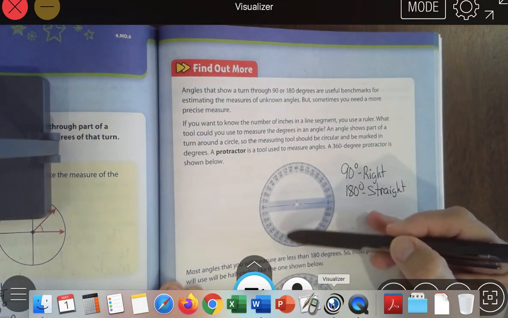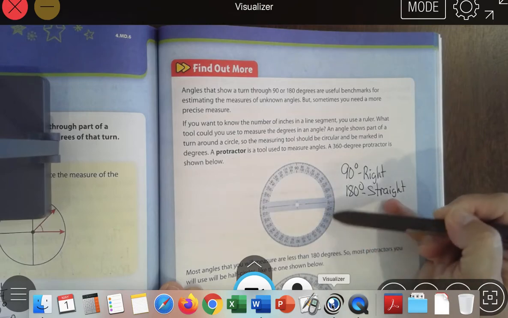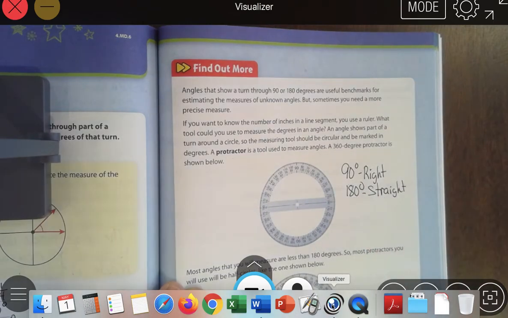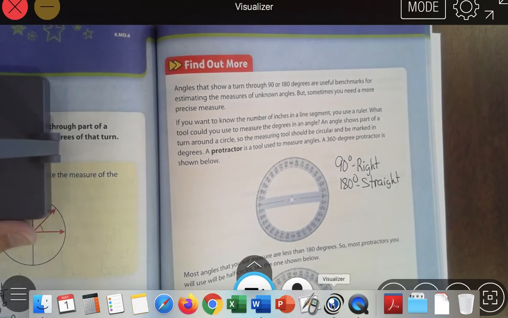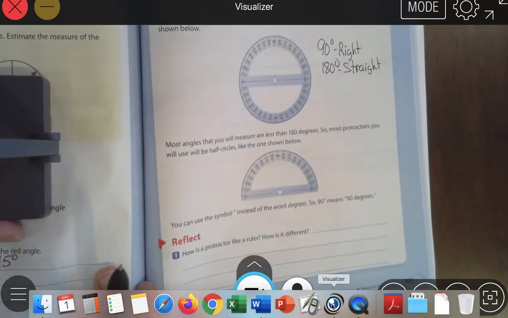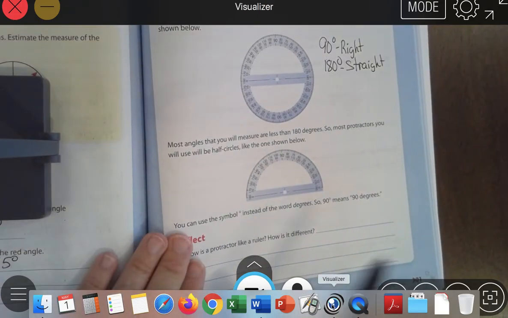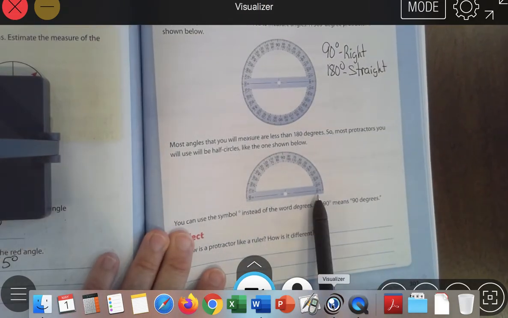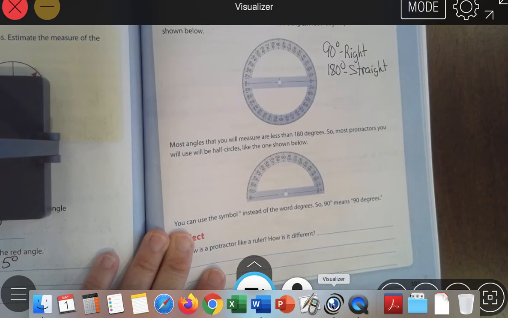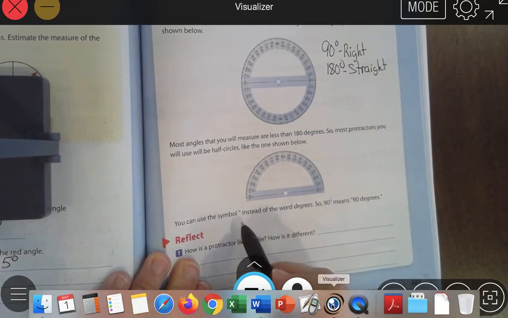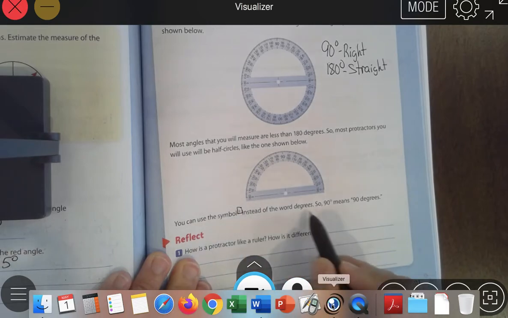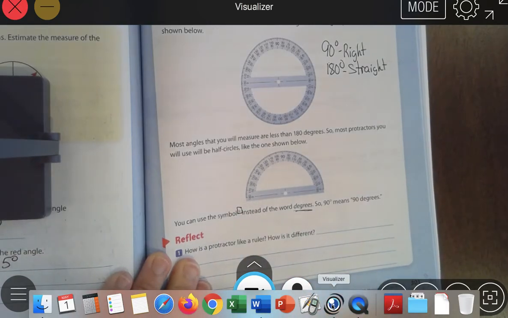Now, this is the protractor. This is a 360-degree protractor. We're not going to use that this year. You will use that later on down the road. This year, we are going to be talking about this type of protractor. It's less than 180 degrees, okay? So you can use the symbol degrees, which we talked about last week, to show degrees, okay?